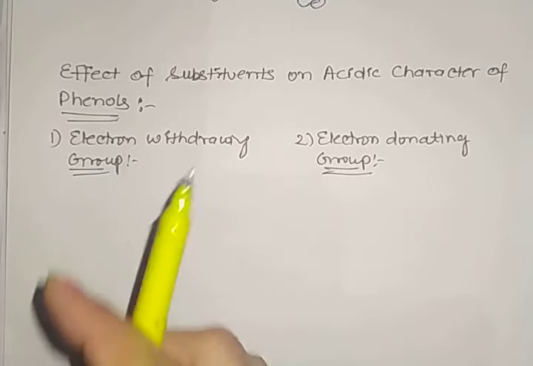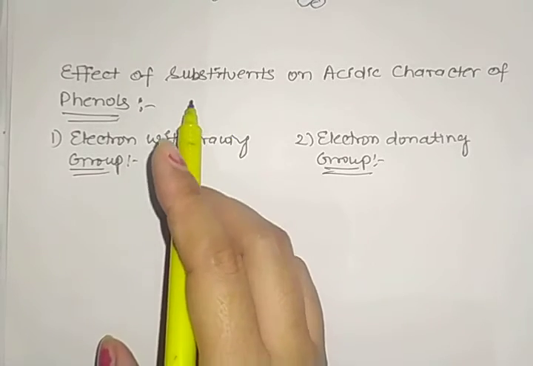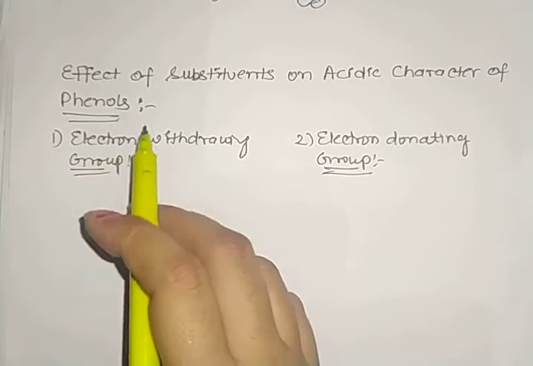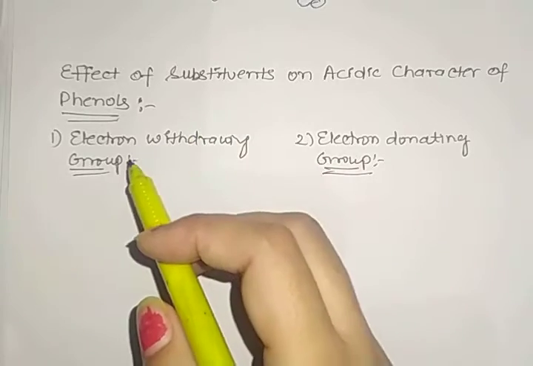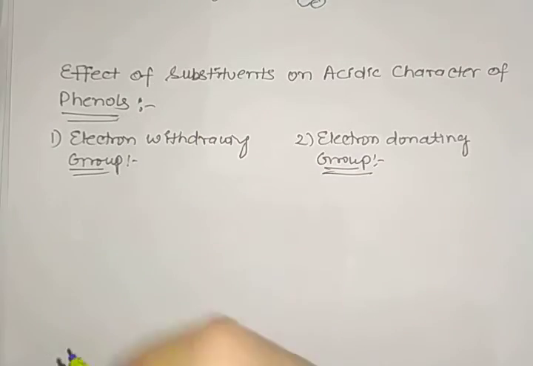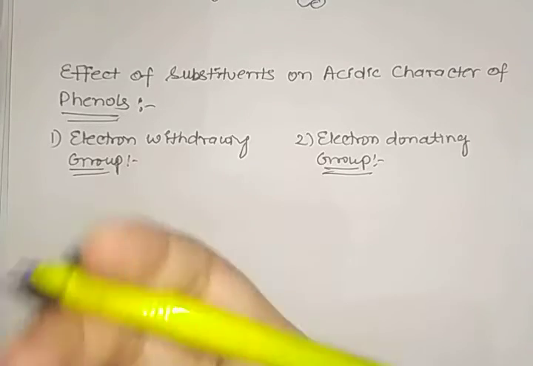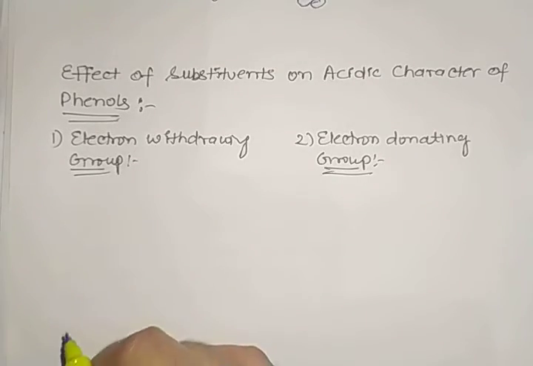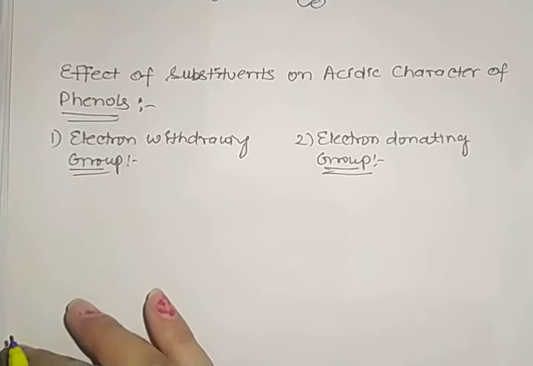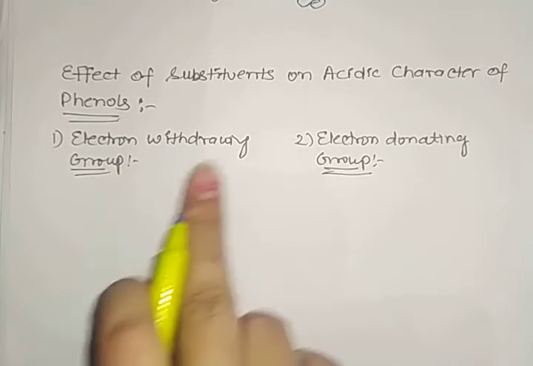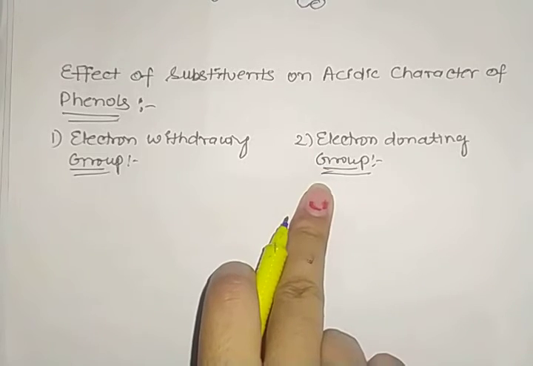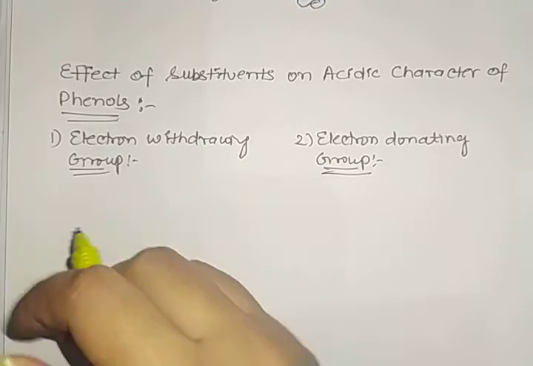So next we have the effect of substituents on the acidic character of phenols. If we attach some other group, a substituent, to the phenol, it depends on whether the acidic character of that phenol will increase or decrease. It depends upon the group attached to the phenol. Here we have two types of groups: first is electron withdrawing, second is electron donating, or we can say electron releasing.